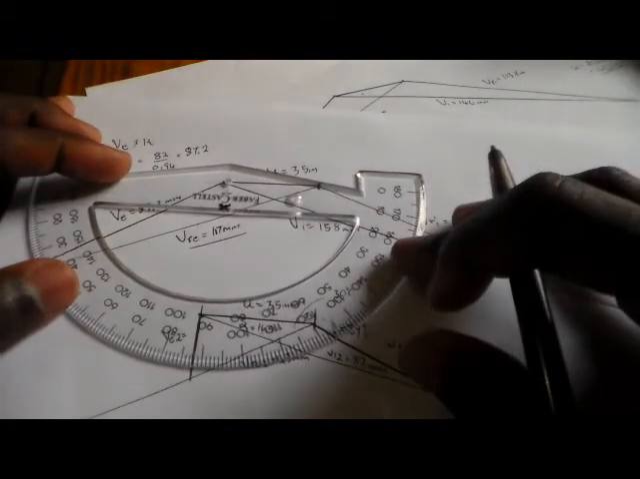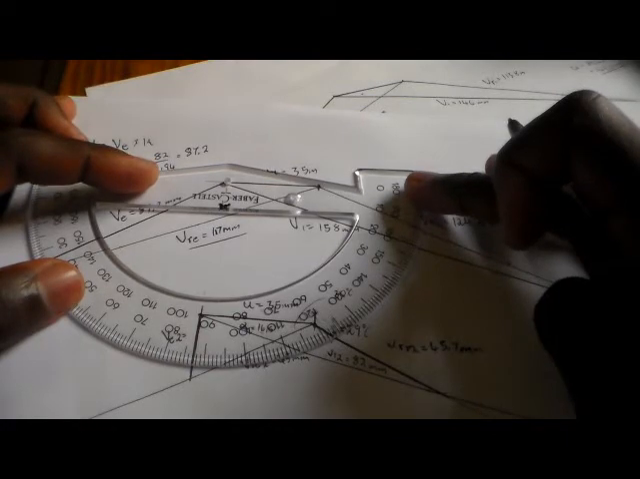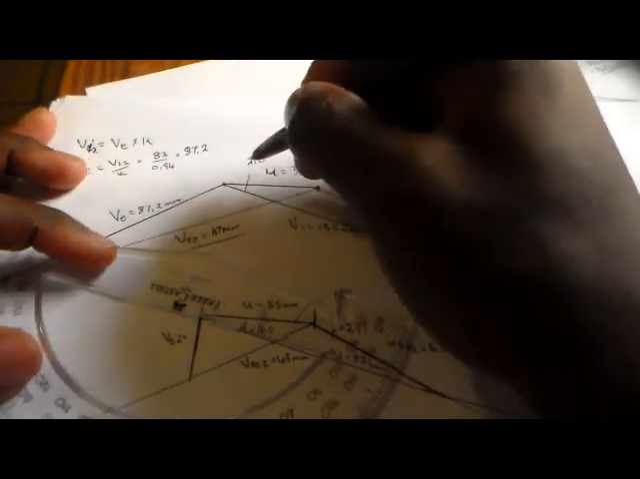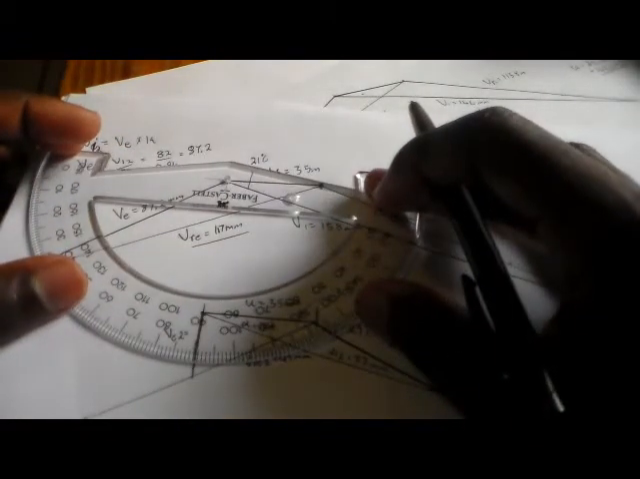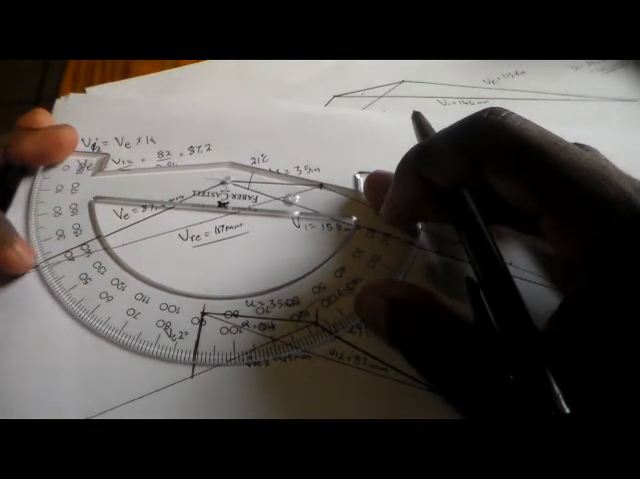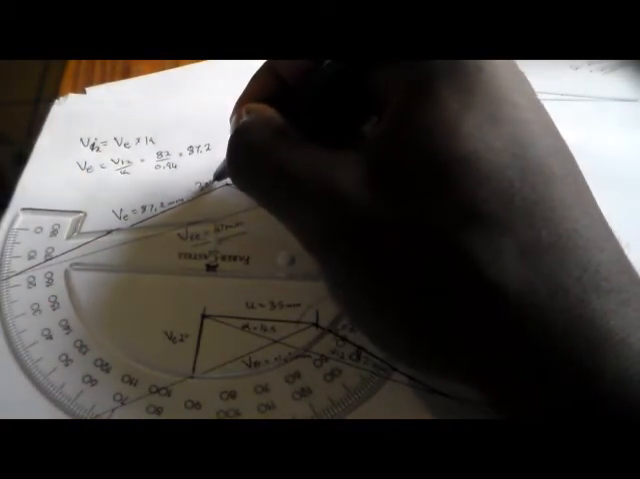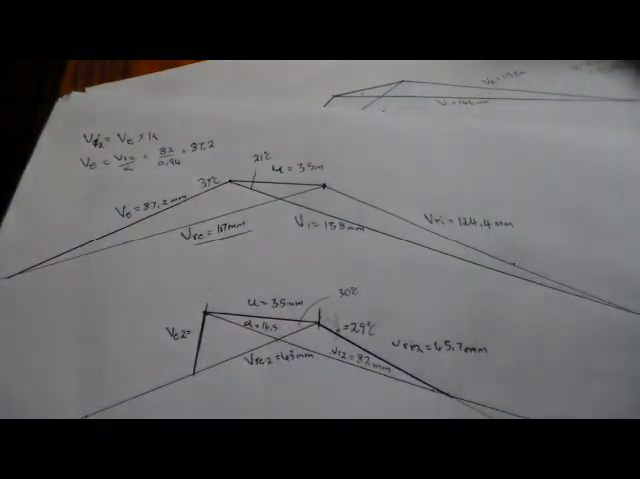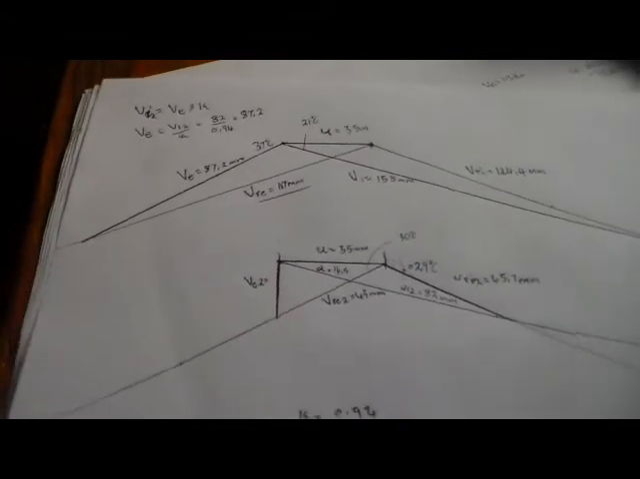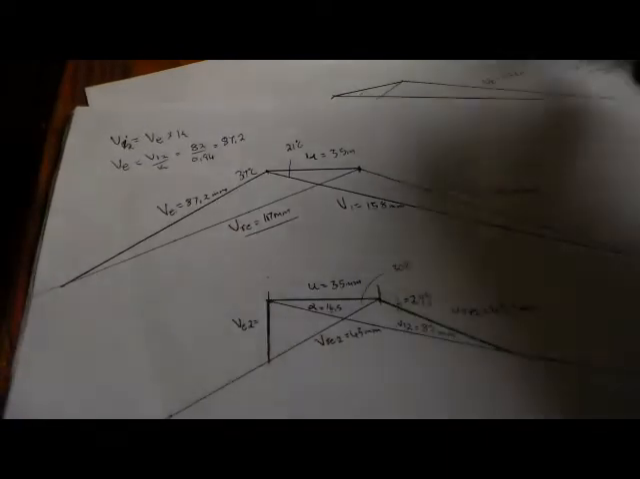Now we are done, so we can just measure our angles. Our angle here is 21 degrees, and on this side it's 37 degrees. Okay, so now that we are done with our velocity diagram, remember we drew this without a scale. So now we have to come up with our scale.